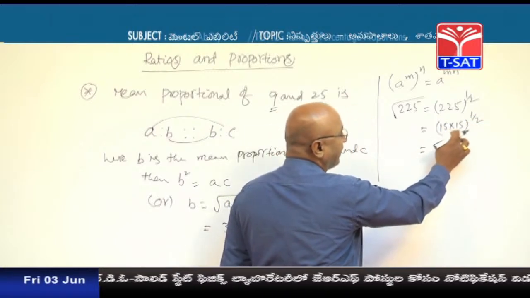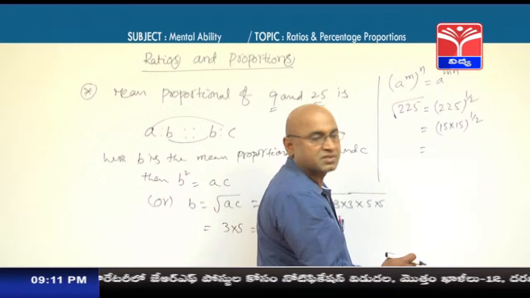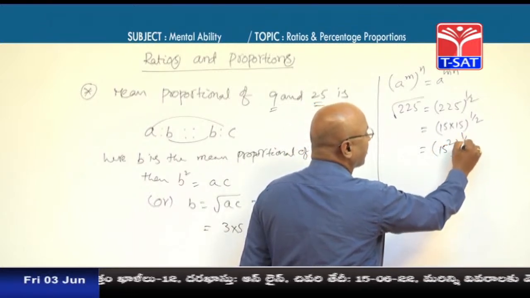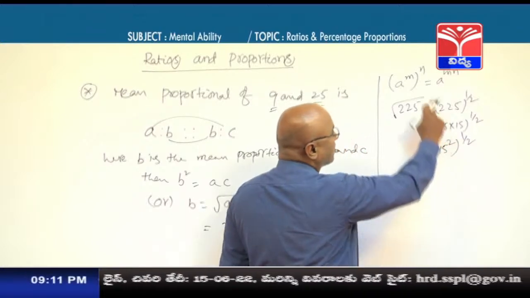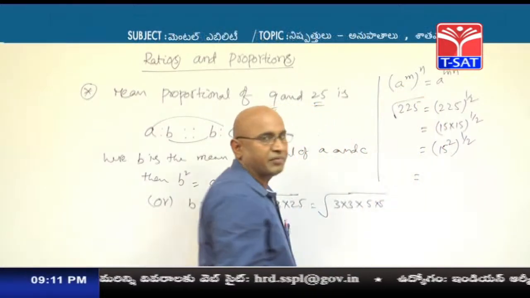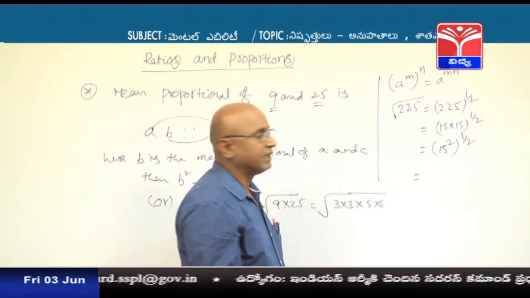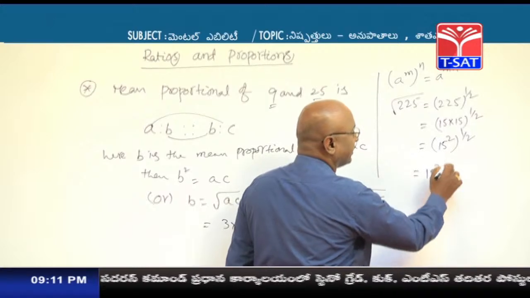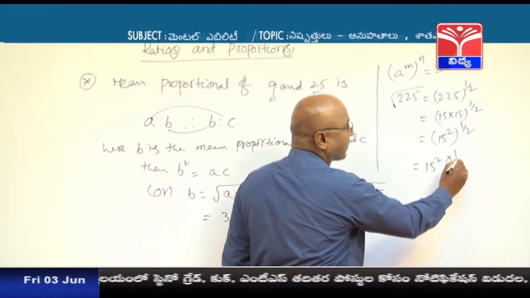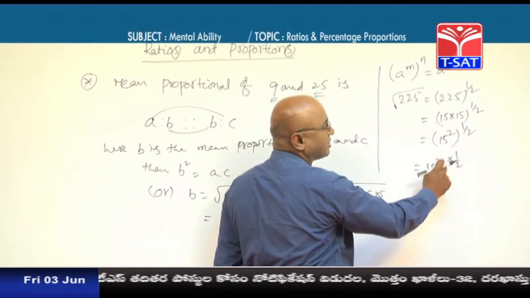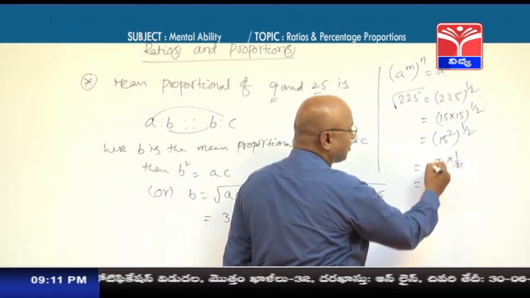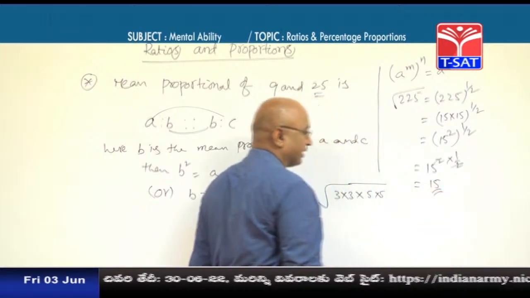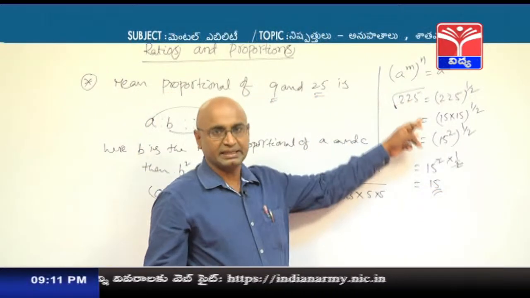That is equal to, 15 into 15 can be written as 15 square, 15 square whole to the power of 1 by 2. Now see the formula, a to the power of m whole to the power of n is equal to a to the power of mn. Now 15 square into 1 by 2, that is m into n. So 2 ones are 2, 2 ones are 2. 15 to the power of 1, that is equal to 15. So the root can be eliminated like this.